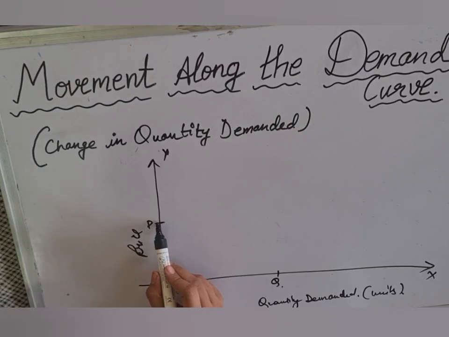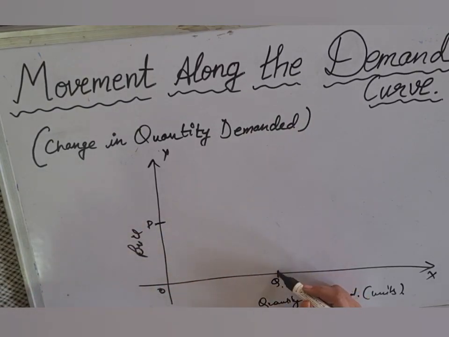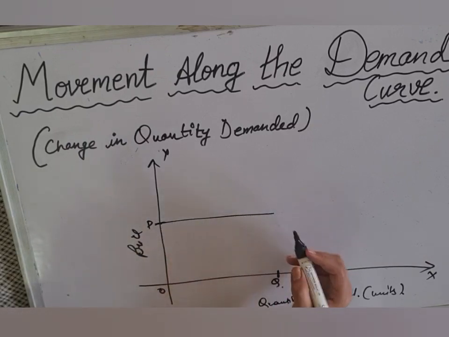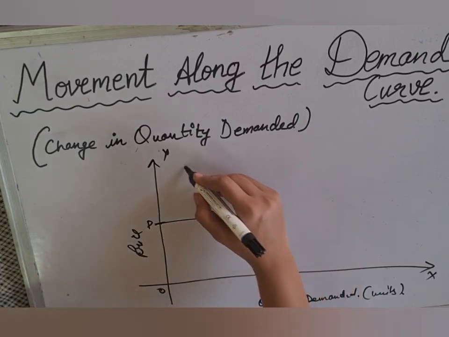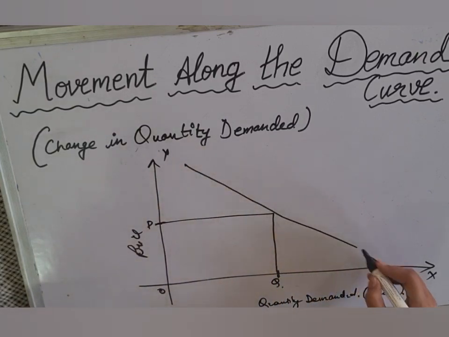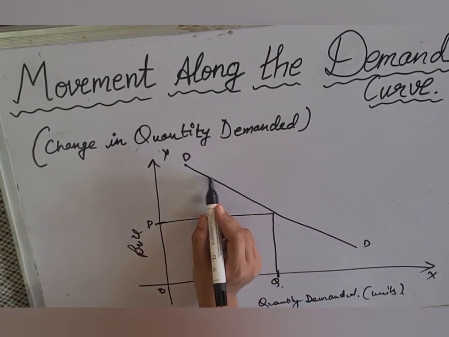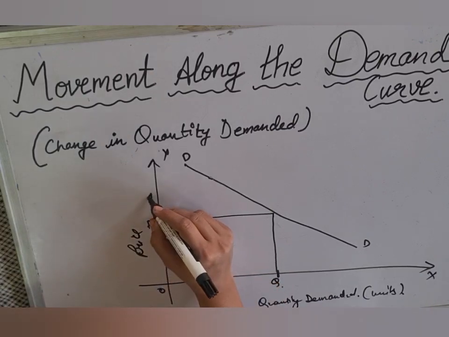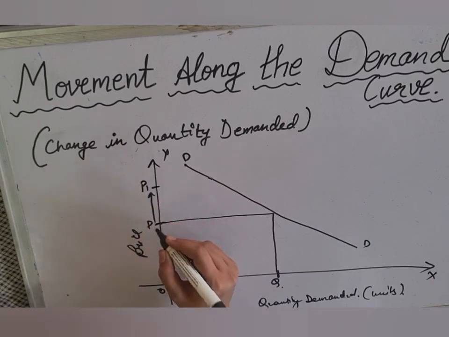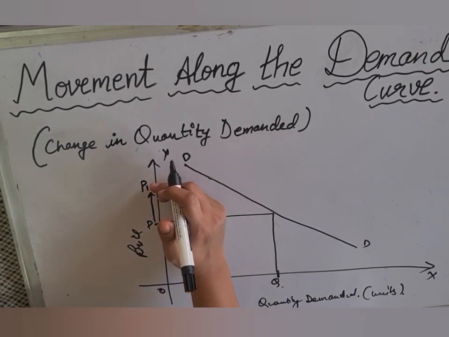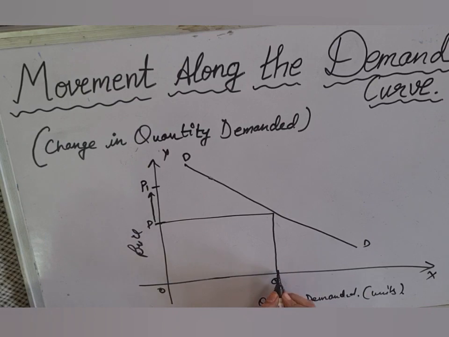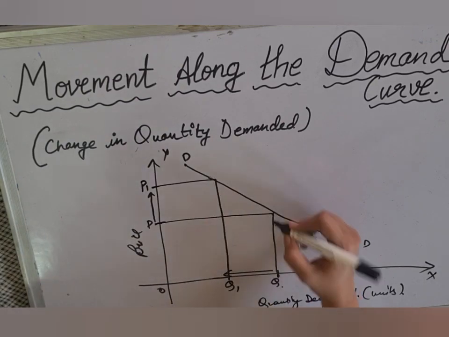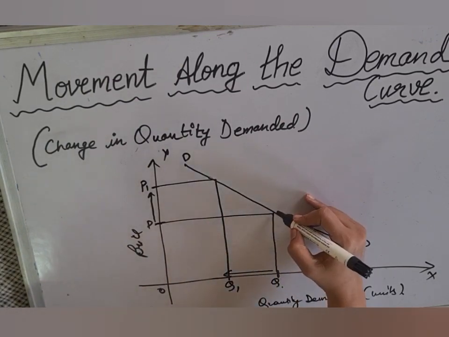Here you can see at price P, the quantity demanded is Q. If we join these 2 points here, this becomes our demand curve, which is DD. So, at a certain price, the quantity is this. If the price rises from P to P1, what will happen to the quantity? The quantity will fall. There is a movement along the demand curve.